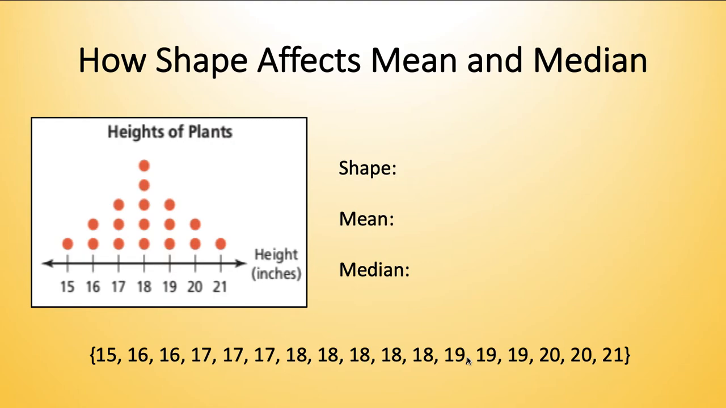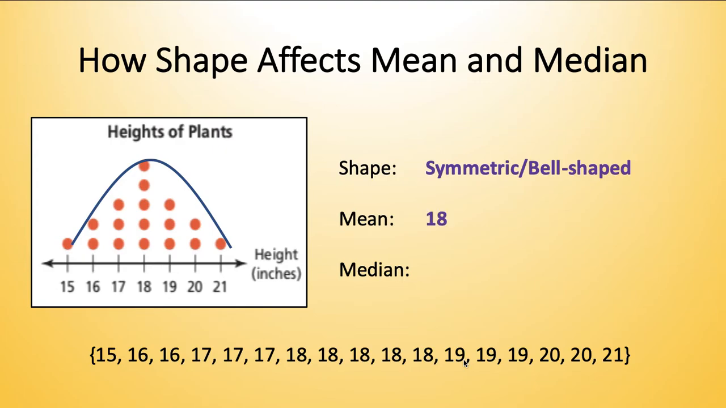I know that the shape of this dot plot is symmetric. More specifically, it's bell-shaped or normal. If I were to use GeoGebra to find the mean and median, I'd see that the mean is 18 and the median is also actually 18. They're equivalent. If you think about it, this makes sense because the distribution is symmetric. So the data values are evenly distributed.